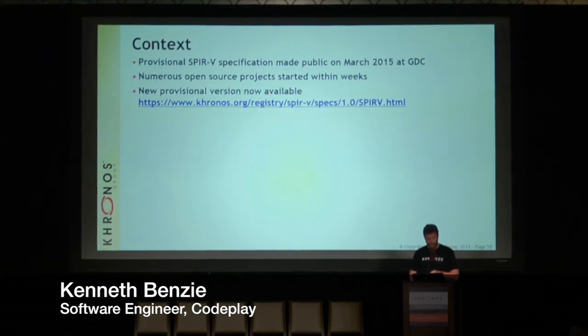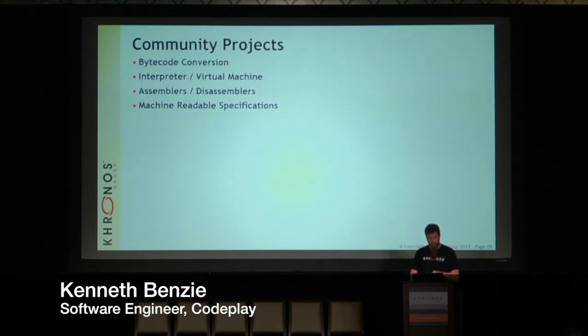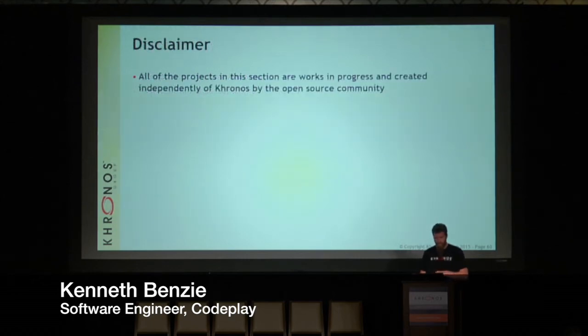So, a bit of context. SPIR-V was provisionally released in March. So, in the 5 months since then, numerous projects have actually already sprouted up within the community. And this is a link to the new specification. So they fall into roughly 4 main categories: bytecode conversion, interpreters and virtual machines, assemblers and disassemblers, and machine readable specifications. I'd just like to point out that these are all works in progress and created independently of Khronos by the open source community.